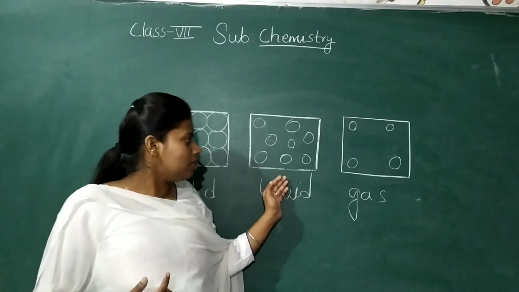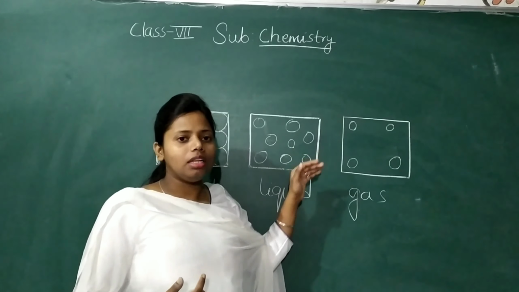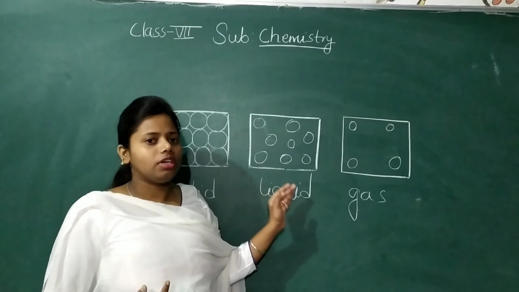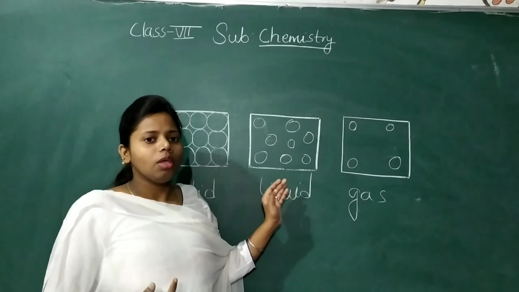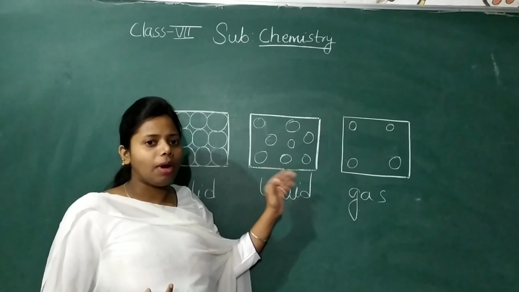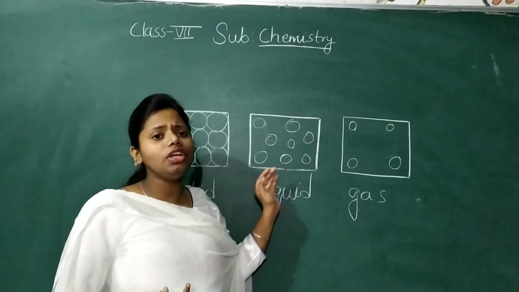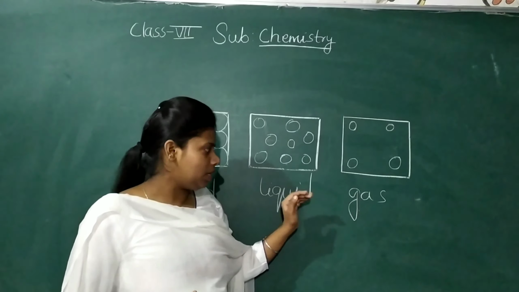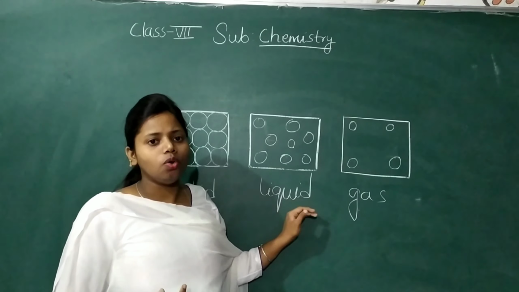Okay, so why do they not have fixed shape? Because the particles in liquid are loosely packed, because the interparticle force of attraction is weak. Okay, weaker than solid. That is why the particles are free to move here and there. And it can take the shape of the container, but it has fixed volume but no fixed shape.